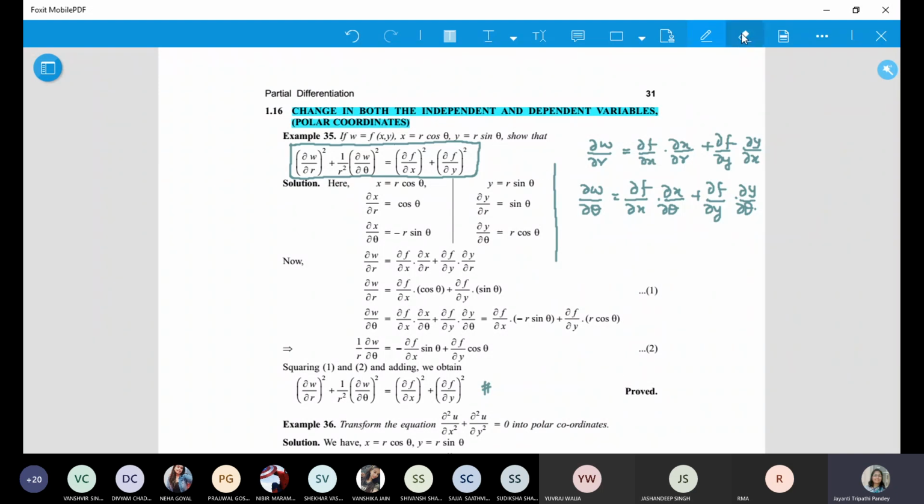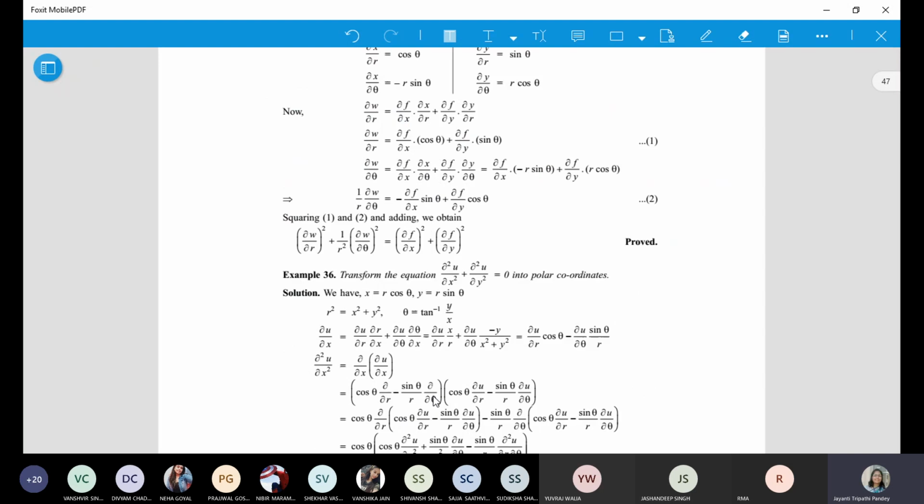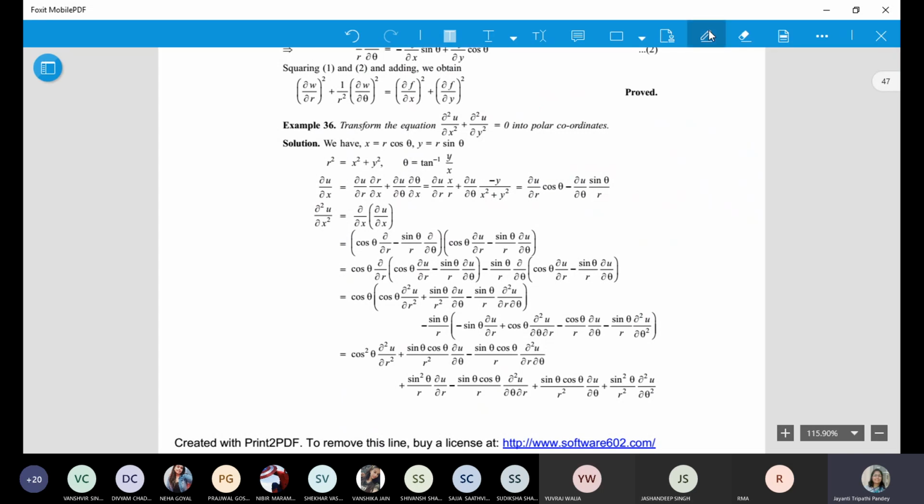Now example 36 I want you to read. Let me clear this first. Now please read this example. This is a good one. You have an equation in x and y and it is asked that solve it into polar coordinates. Okay. So now what we are going to do, you need to remember this.